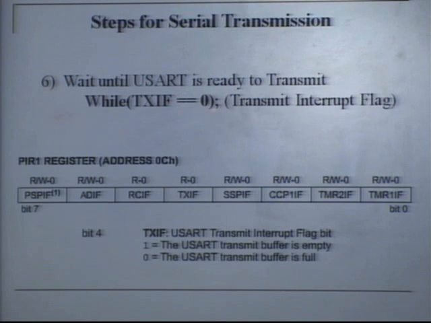And when this is becoming false, TXIF equal to 1, then it will come down and execute the rest. So when you need to wait until TXIF is becoming 1, that is, the USART transmit buffer is empty, you need to wait until that. How will we write it in assembly? This was in C. I will write it in assembly.